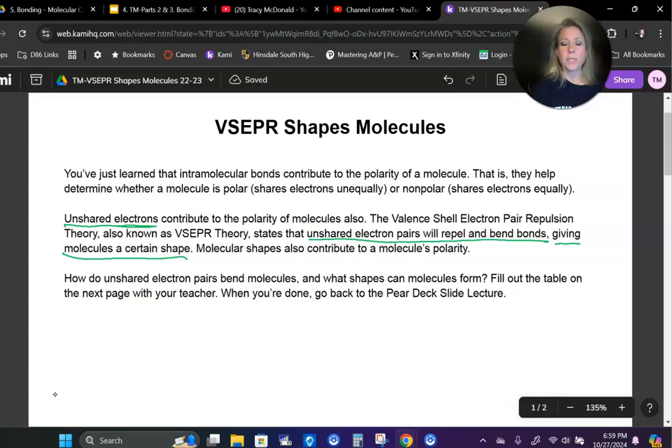So we're looking at how VSEPR shapes molecules. Back yesterday, you learned that intramolecular bonds contribute to the polarity of molecules, but so do their shapes. And so we're going to explore a little bit how their shapes affect a molecule's polarity, whether one side of the molecule is positive and the other is negative, meaning that it's a polar molecule, or whether the shape allows for the equal sharing of electrons among all of the atoms in the molecule, making that molecule non-polar.